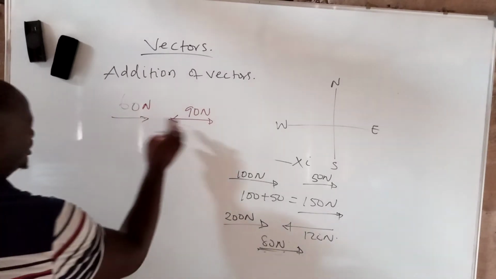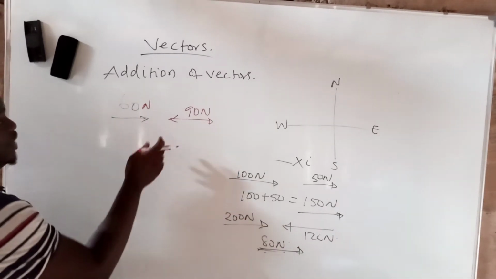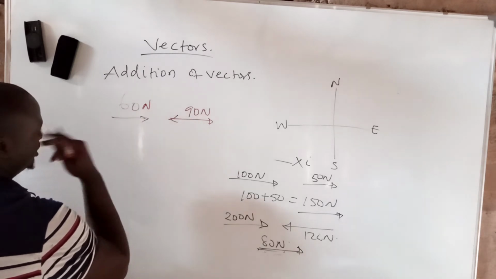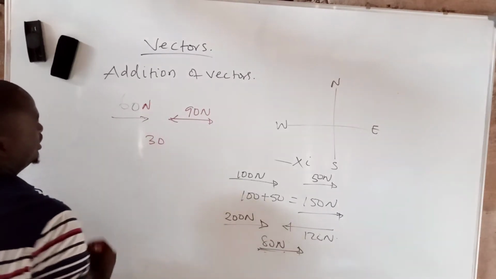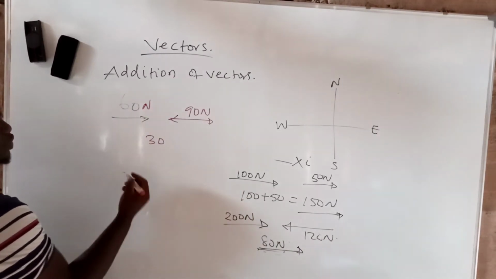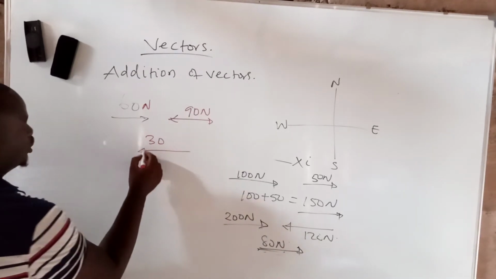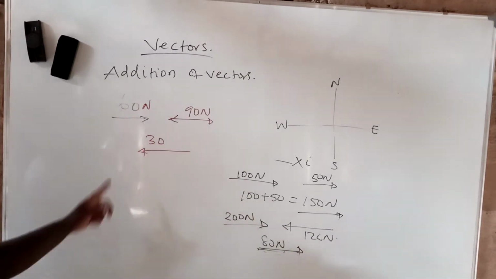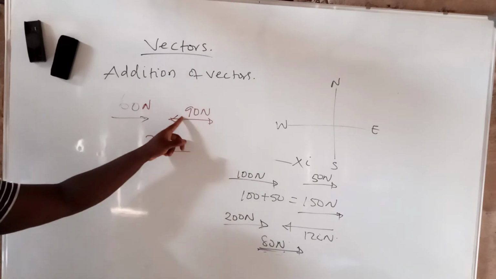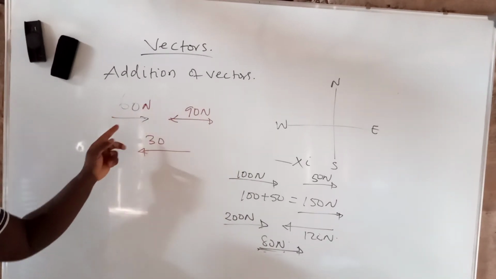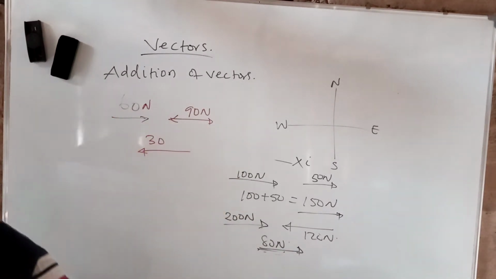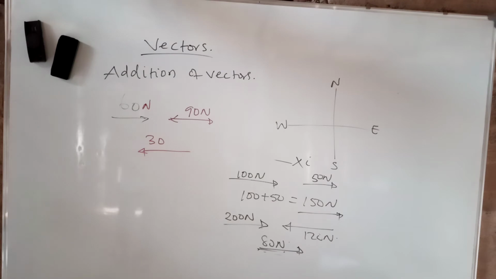Since they are in opposite direction, you subtract: 90 minus 60 should give you 30. Now, towards which way will the vector move? You can see that it will move towards the west. Why? Because 90 is greater than 60. So when you subtract, it should be moving towards the one that has the largest number. Are you with me? Good. So that should be very okay for you to solve.